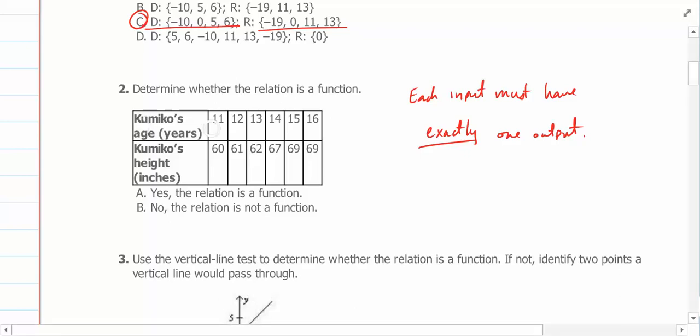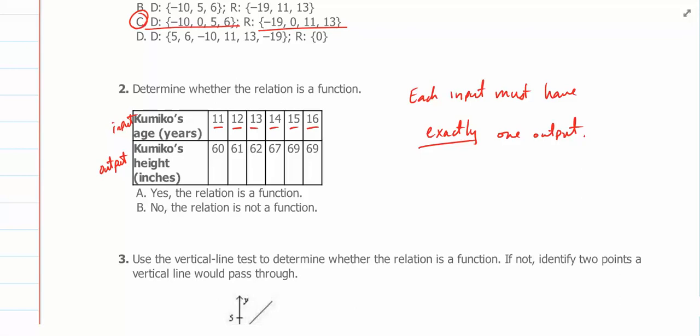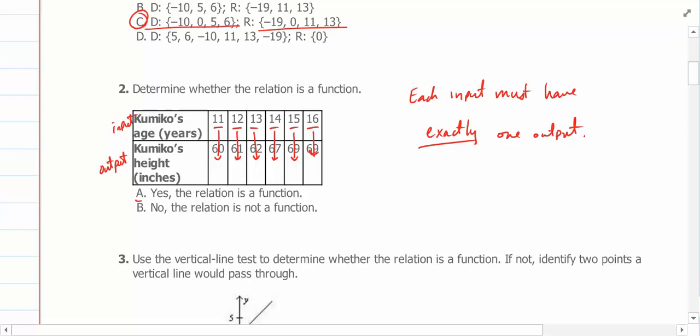When we have a table that's oriented sideways like this, our input is on the upper line and our output is on the lower line. So if I look at each of these inputs, we have 11, 12, 13, 14, 15, and 16. Do any of those inputs map to more than one output? Do any of them map to no outputs? That's what we're asking ourselves here, and that's what we're checking. And as it turns out, they don't. Each input does map to exactly one output, so we're in good shape. Yes, this is a function.